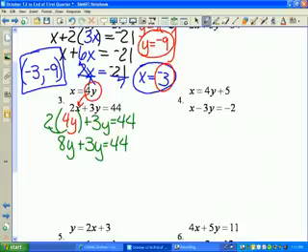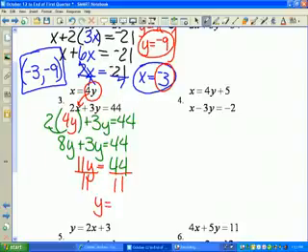So now, 8y plus 3y, they're on the same side of the equal sign. Since they're on the same side of the equal sign, I can just combine them. So 8 plus 3 gives me 11y equals my 44. And in order for me to solve for y, that means I need to get rid of this 11. This is multiplication. I need to do the opposite, which is division. So I divide both sides by 11, which gives me y equals 44 divided by 11 is 4. So y equals 4.